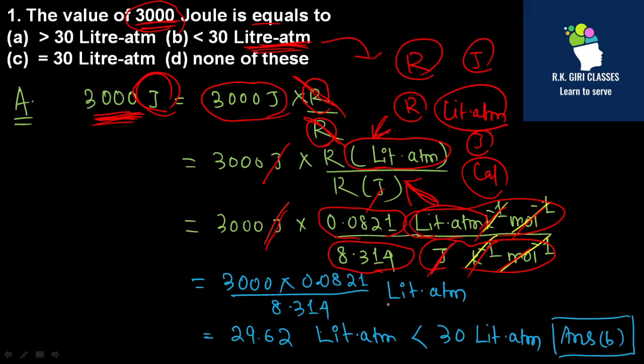Finally the answer will be this one, 29.62 liter atm, that is less than 30 liter atm. So what is your answer? Answer is your B, right?